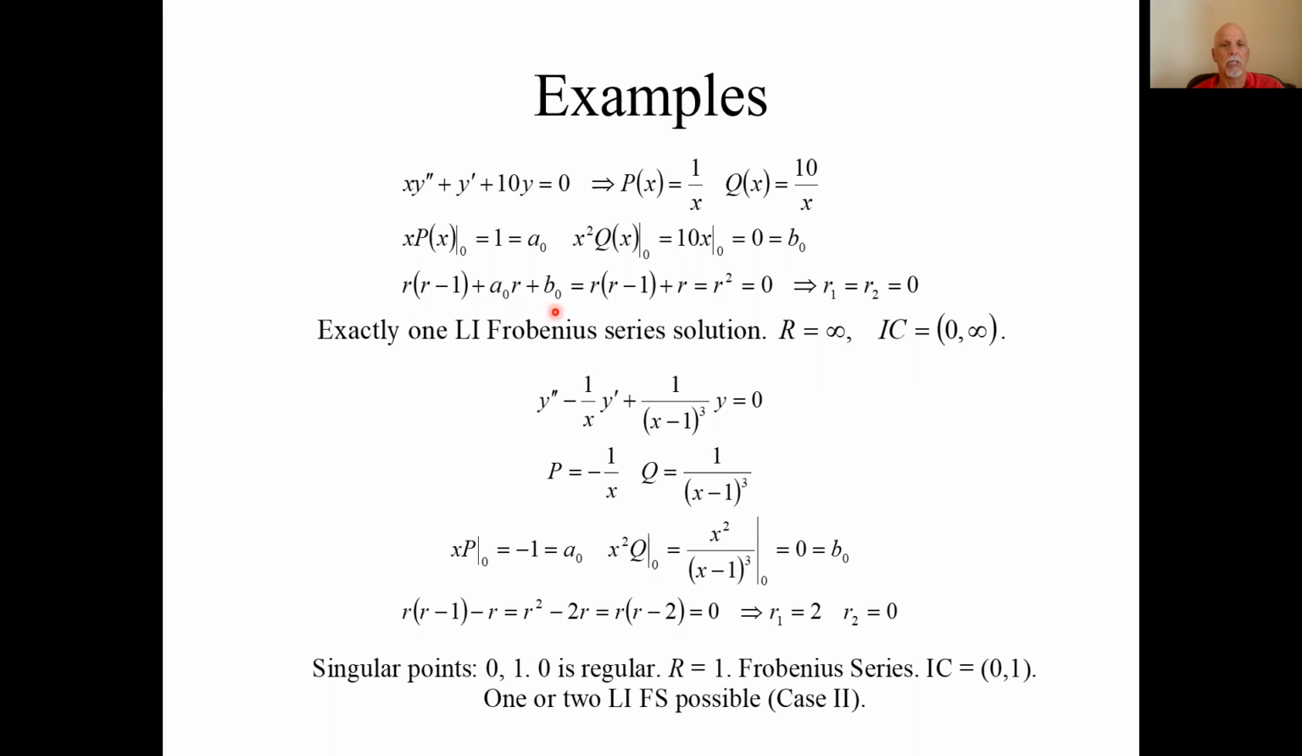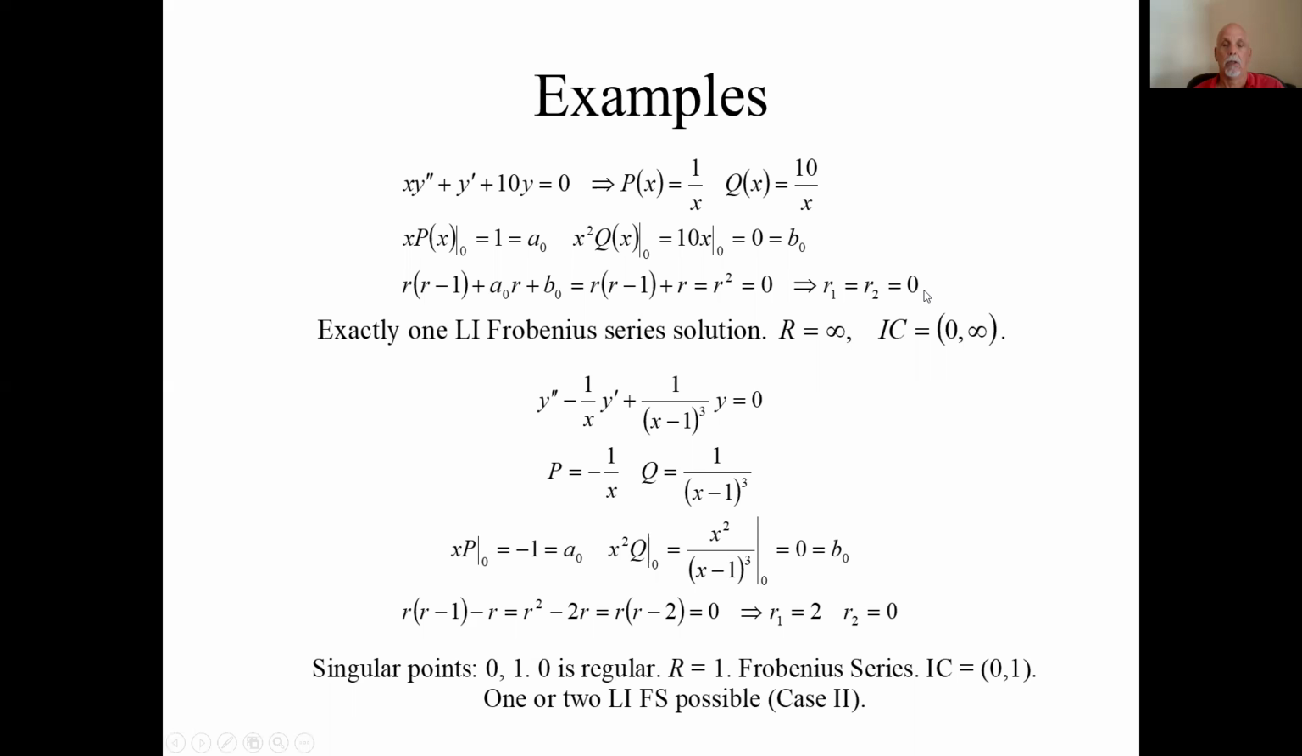Put those into this equation. a0 is 1 and b0 is 0. This is r squared minus r plus r, which is just r squared. That equals 0, which means the two roots are 0. R1 equals R2 equals 0. That is a case 3 case.